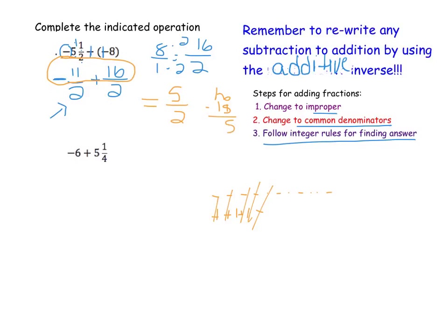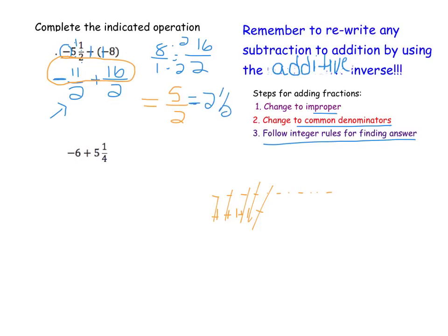So what we found out last week was that when we have opposite signs, we subtract and take the sign of the greater. So now we have 5 halves, and that's a positive, and so we can change it to 2.5.